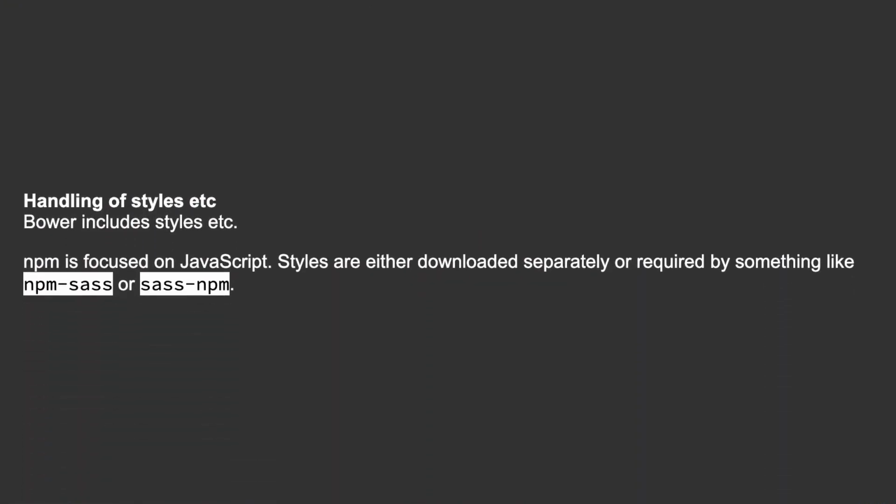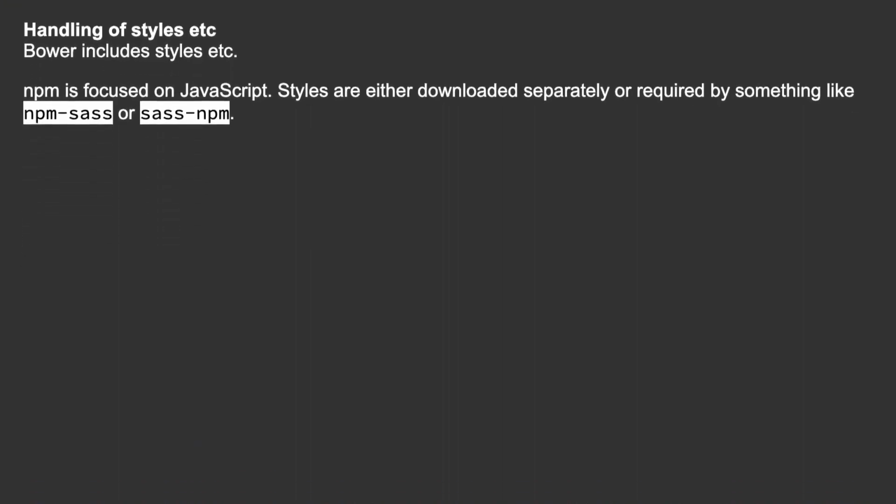Handling of styles etc. Bower includes styles etc. NPM is focused on JavaScript. Styles are either downloaded separately or required by something like npm-sass or sass-npm.